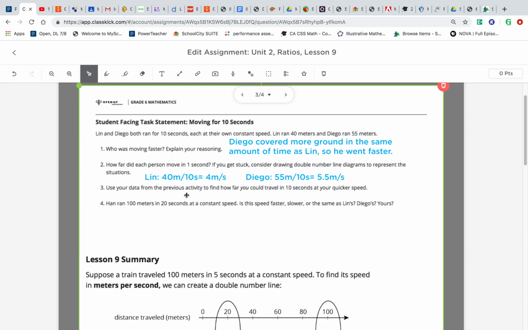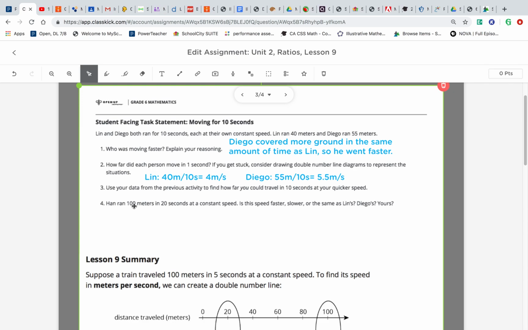Number 3 says use your data from the previous activity to find how far you could travel in 10 seconds at your quicker speed. Well, you all have different times, so you're going to have to refer back to your previous sheet, slide 2 here, to be able to compute your own time in 10 seconds. Okay, and then for number 4, it says Han ran 100 meters in 20 seconds at a constant speed. Is this speed faster, slower, or the same as Lynn's, Diego's, and yours?